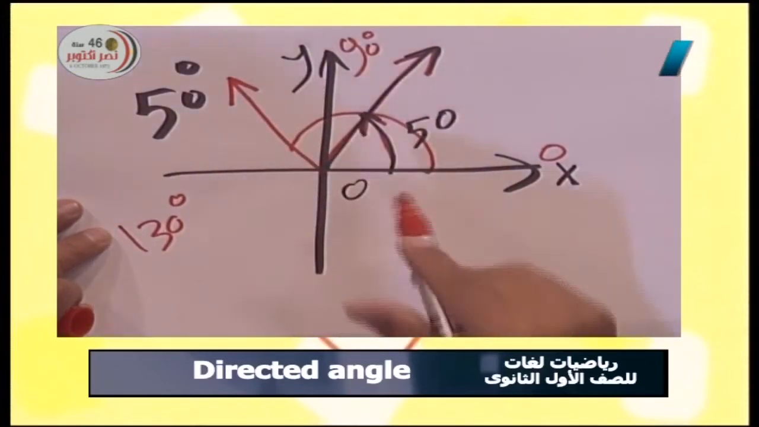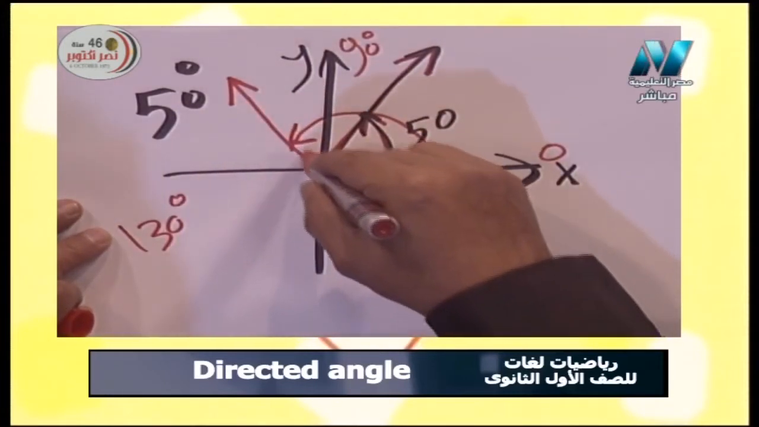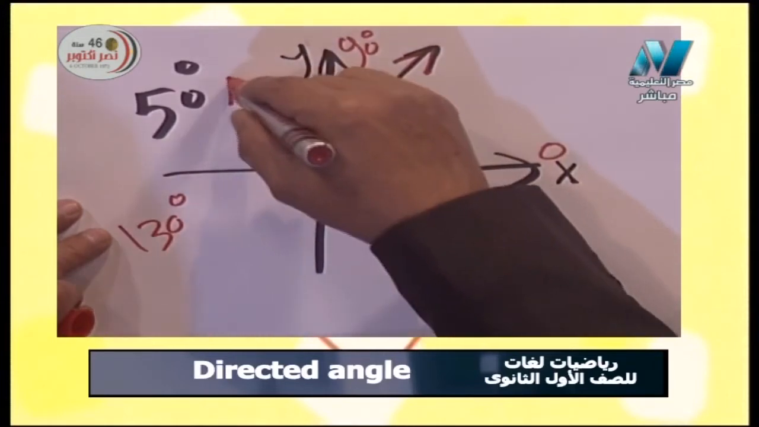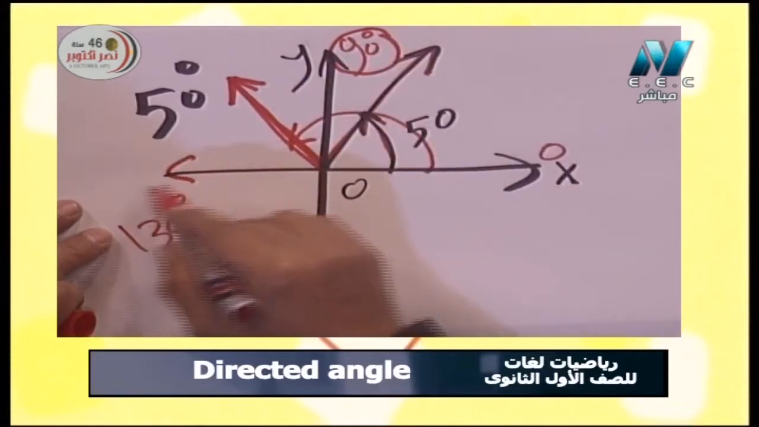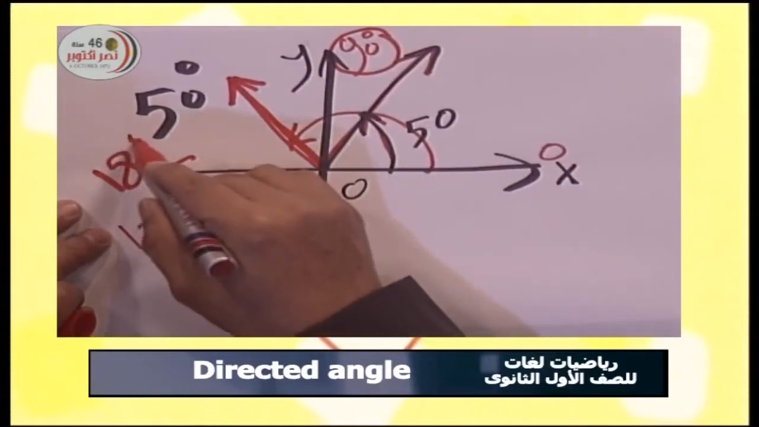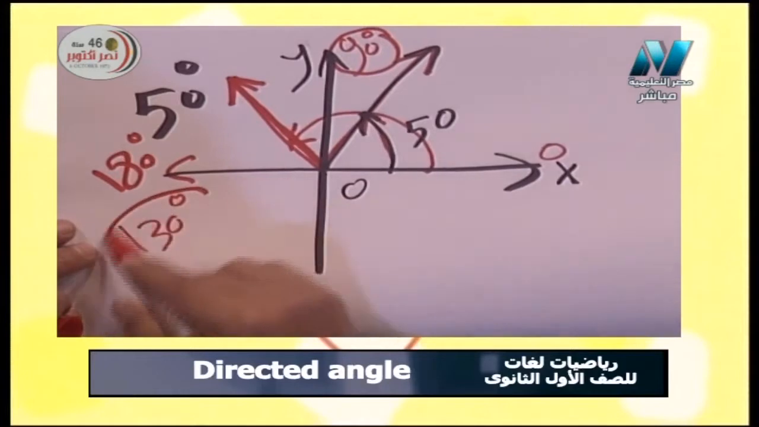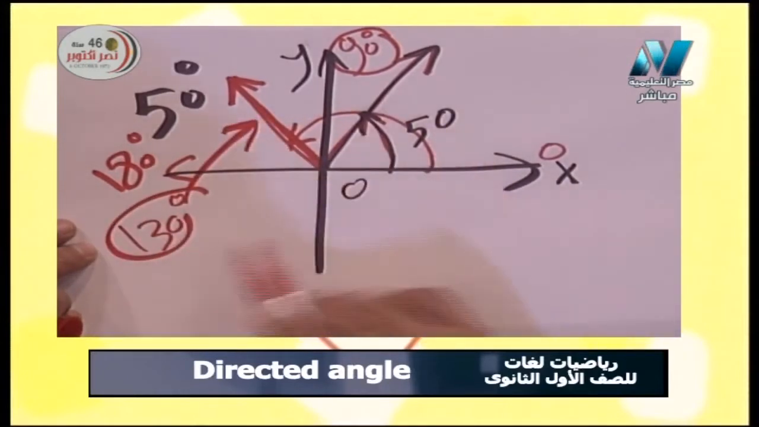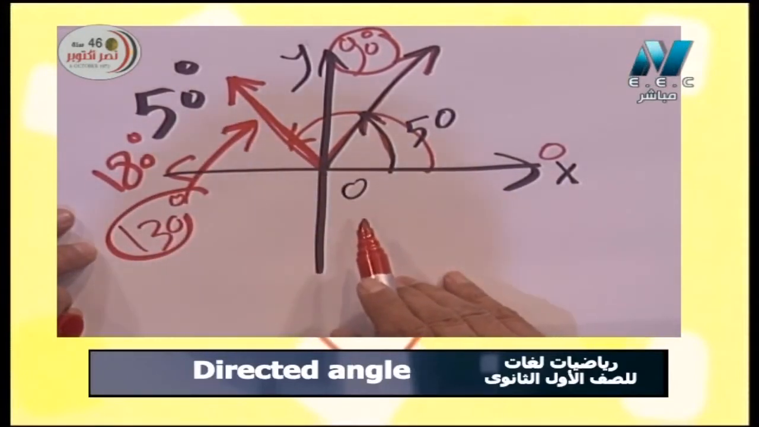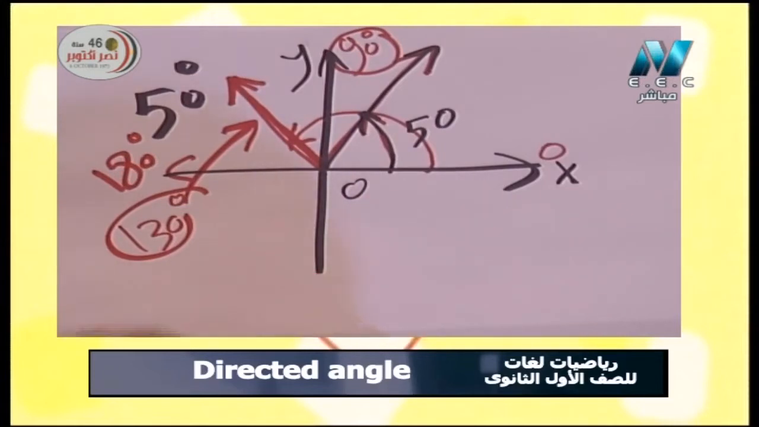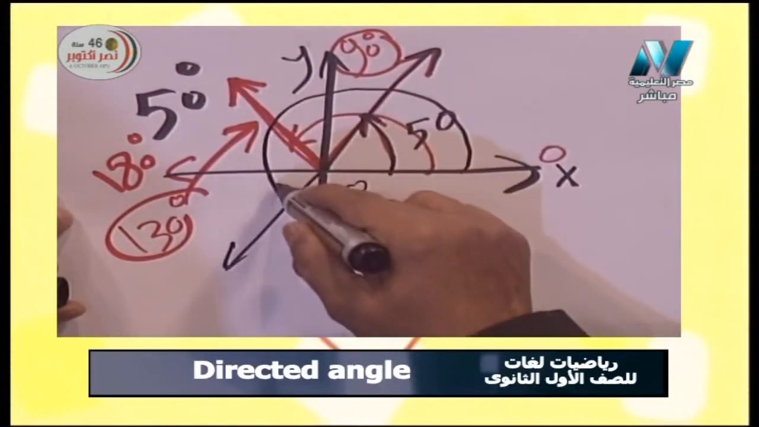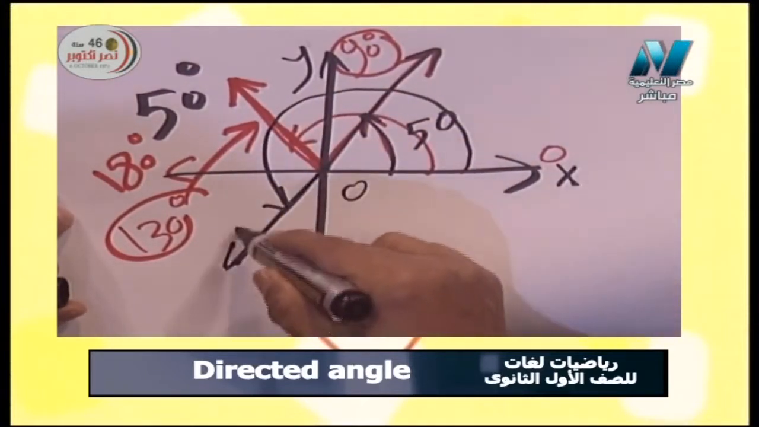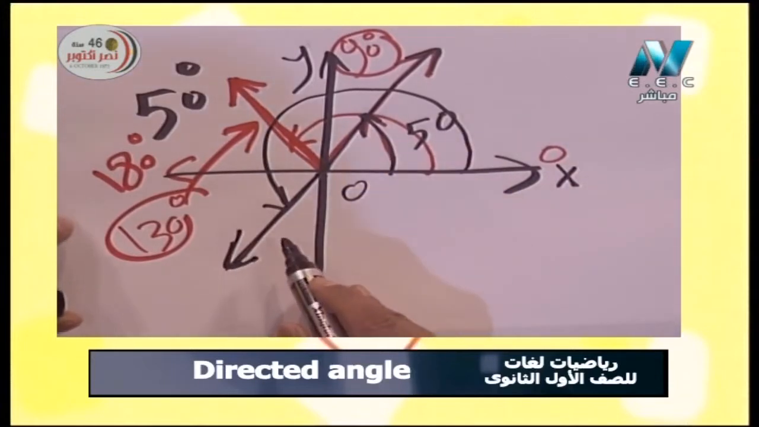Why? Because the terminal side of this angle lies in the second quadrant, which is included between 90 degrees and 180 degrees. So 130 here lies in the second quadrant. And if we draw another angle like that, its terminal side here lies in the third quadrant.